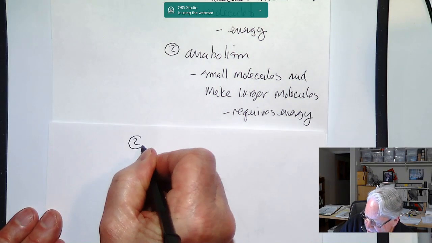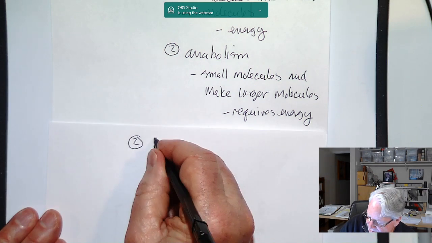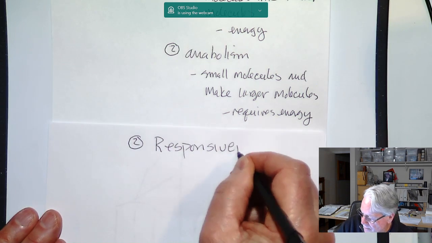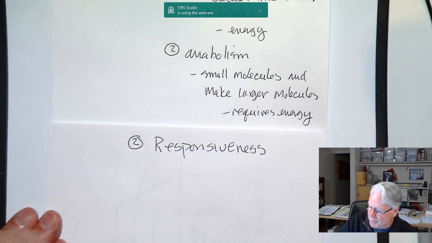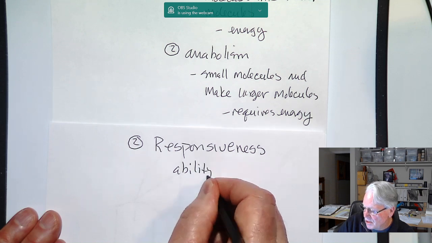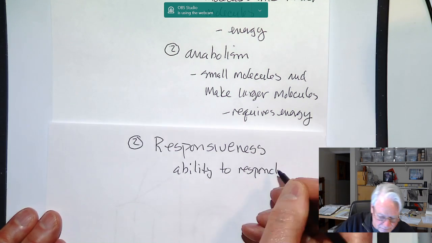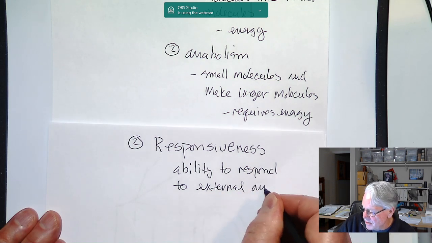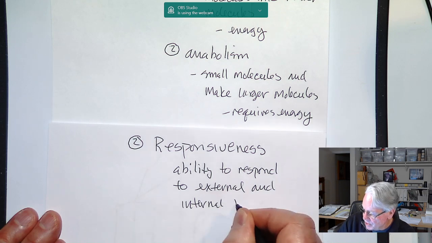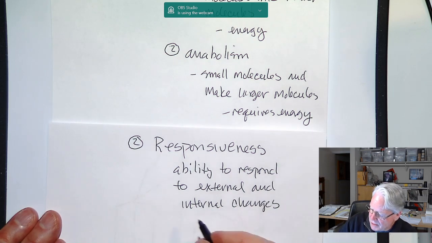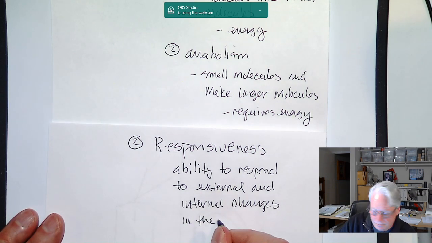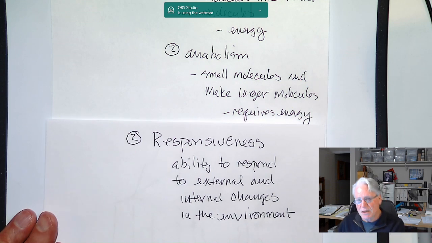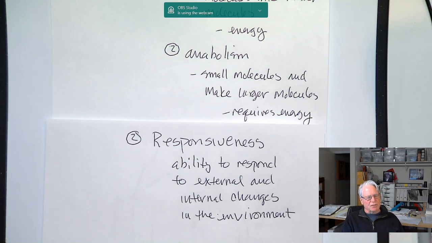A second characteristic of life is responsiveness. Okay. That is the ability to respond to external and internal changes in the environment. Okay? The ability to respond to changes, whether they're external changes or internal changes.